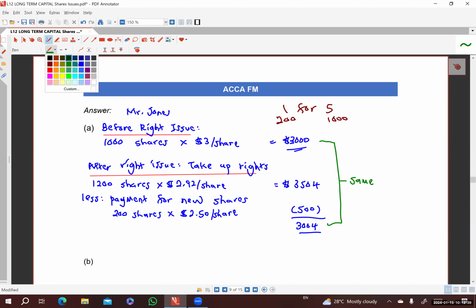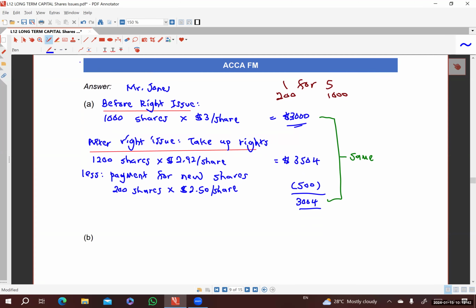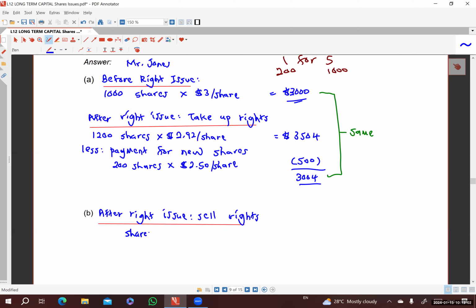Okay. Now, if he takes up, if he sells the rights, he's not interested in the share. So whatever right he has, he sells it off. That means before the right issue, he has 1,000 shares. After the right issue, it is still the same 1,000, but he doesn't buy any new share. So it's still the same. But after the right issue, the share price dropped to 2.92. So that is his wealth in the company now: $2,920.